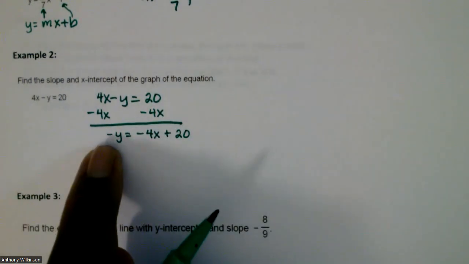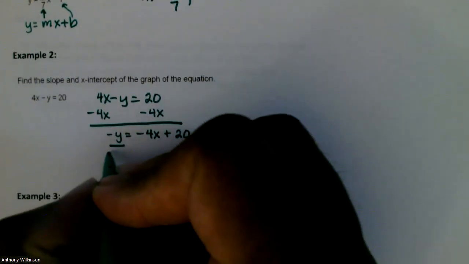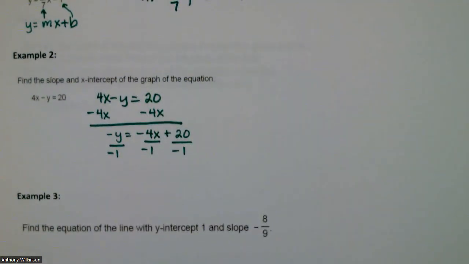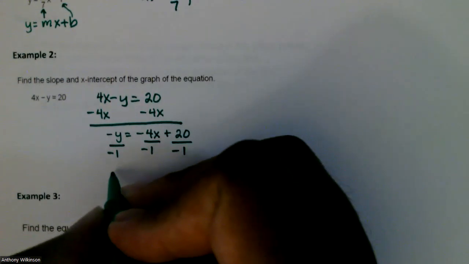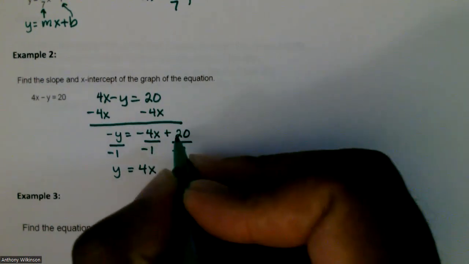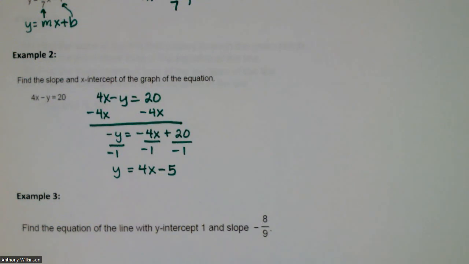Now I've got the negative sign in front of the y. Well, of course, y is multiplied by -1, so I would divide each and every term in this equation by -1. So that means I'm going to have a positive y, and that's equal to -4x divided by -1, which is 4x, plus 20 divided by -1, which is -5. So the equation in slope-intercept form is y equals 4x minus 5. So anytime I solve a linear equation for y, I'm writing it in what they call slope-intercept form.